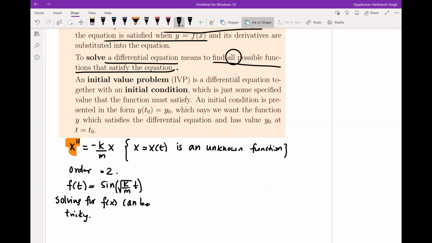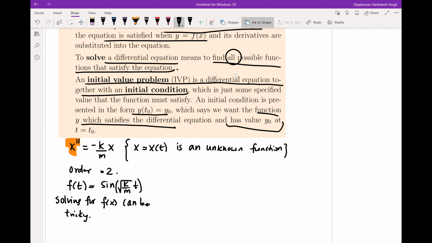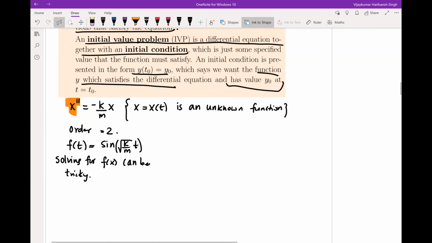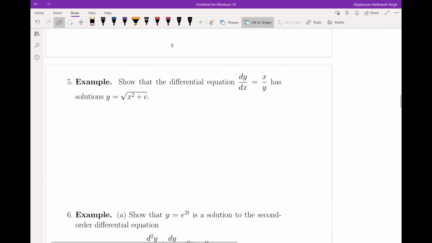So now, what is the initial value problem? An initial value problem is a differential equation together with some initial condition, which specifies a value that the function must satisfy. The initial condition is presented in the form y of t naught equals y0, which says that we want a function y which satisfies the differential equation and has value y naught at t naught. So let's see an example and things will become clear.